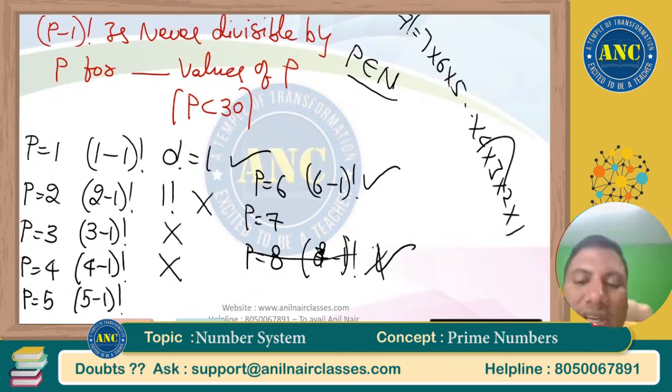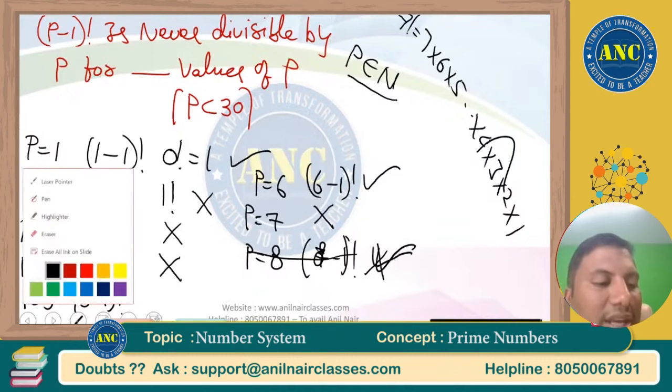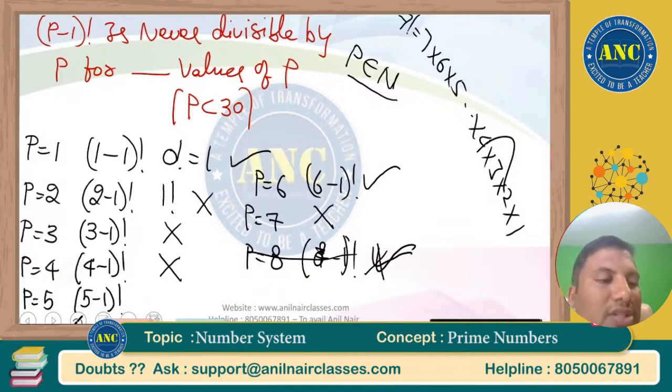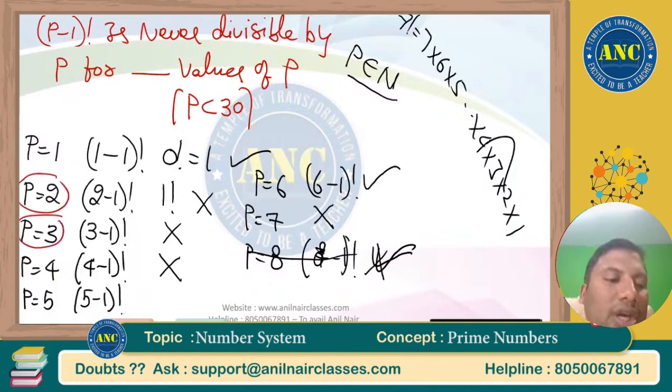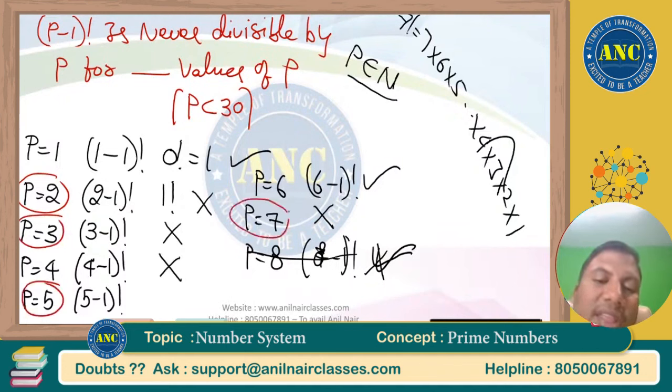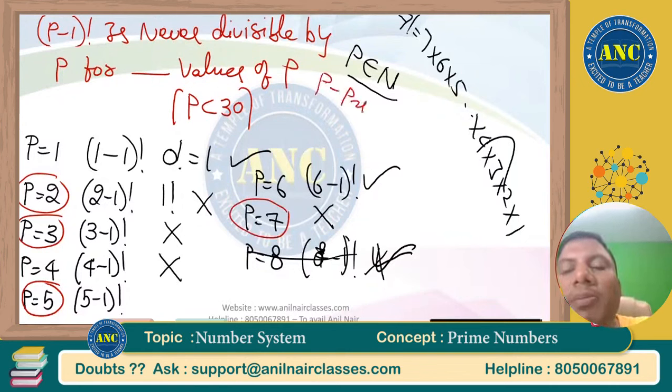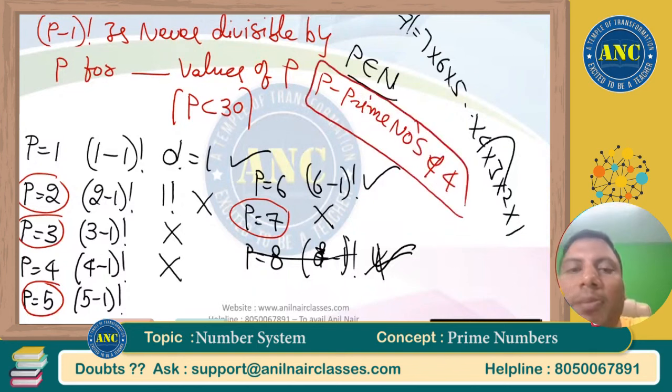Now, where all the cross marks we got, if you observe, you will get the answer easily. Cross marks we got for P equivalent to 2, a prime number, P equivalent to 3, a prime number, P equivalent to 5, a prime number, P equivalent to 7, and in addition we got a case P equivalent to 4. That means P will take all prime numbers and 4.